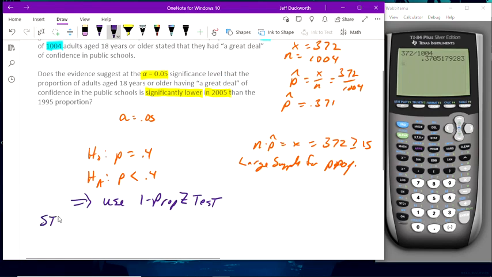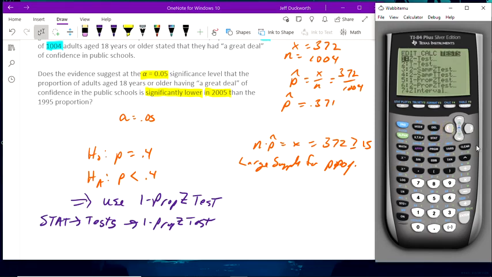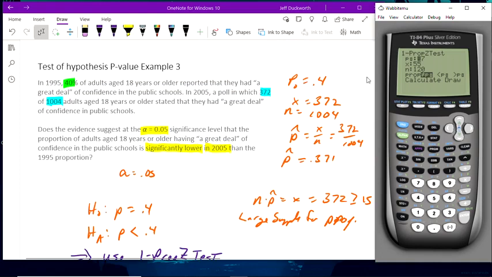So that means we go stat, tests, and then one prop z test. So let's do that. Stat, arrow over to tests. One prop z test appears to be number 5 there. Hit enter. Well, the things it wants: p sub 0, which we determined to be 0.4. So let's put in 0.4. Our x is 372, the number of successes. Our n, 1004, that is our sample size.